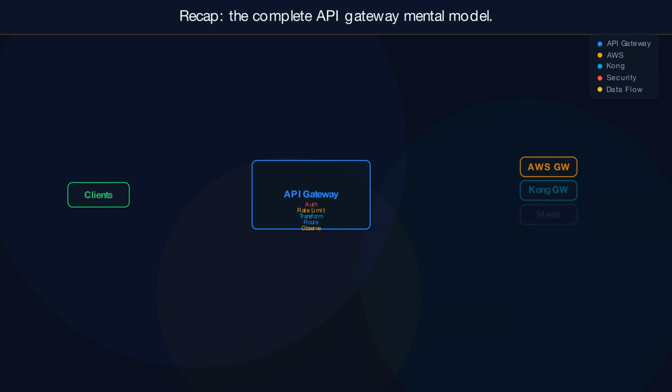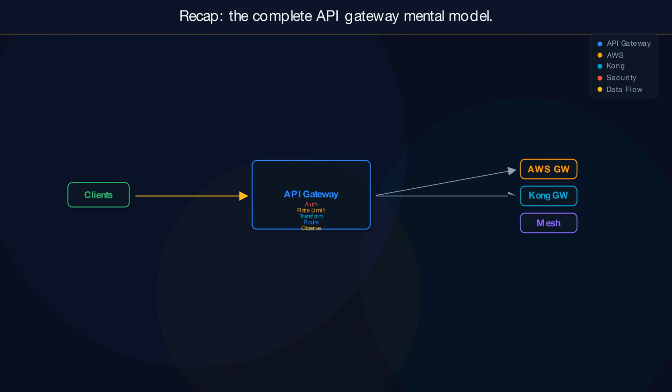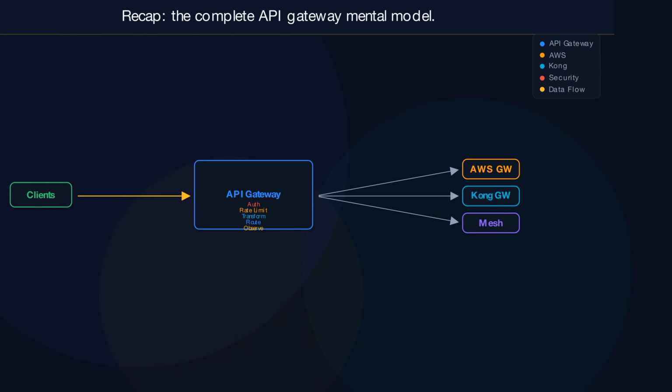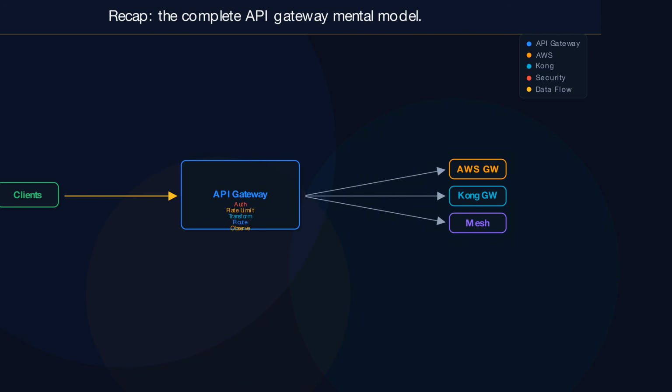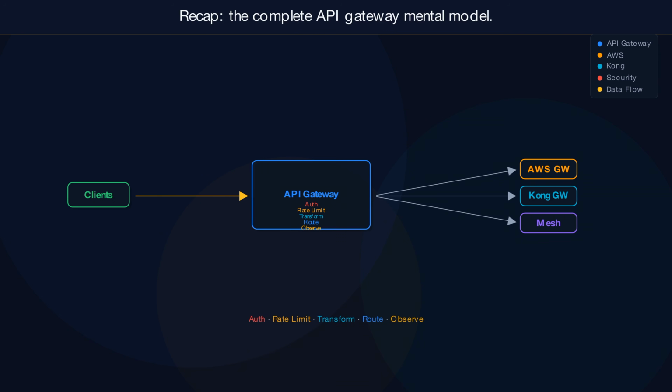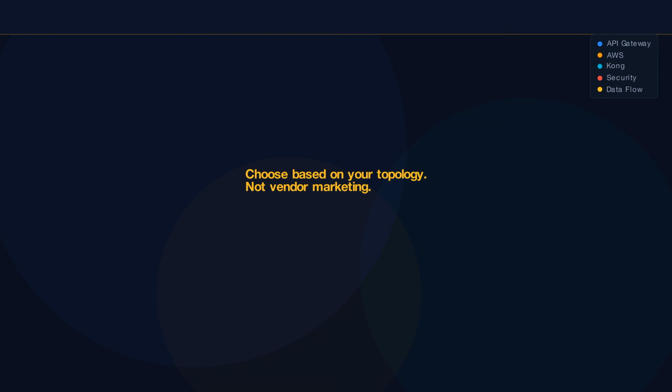The complete mental model. Clients on the left, the gateway in the center, auth, rate limit, transform, route, observe, 5 layers, every request. Services on the right, AWS Gateway for serverless, Kong for Kubernetes, Mesh for east-west. Choose based on your topology, not vendor marketing. API Gateways, the complete architecture.